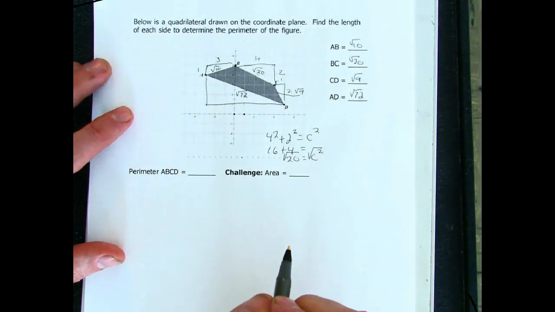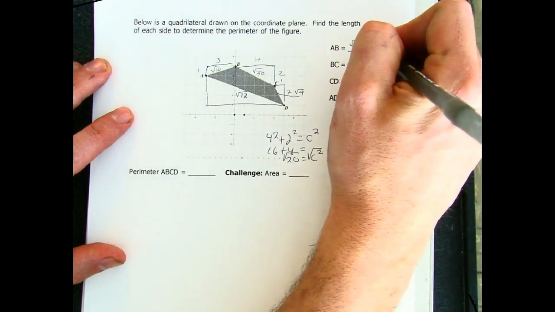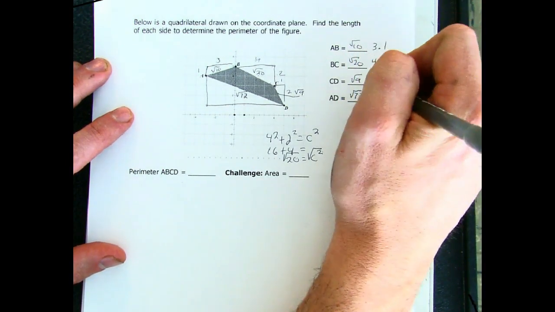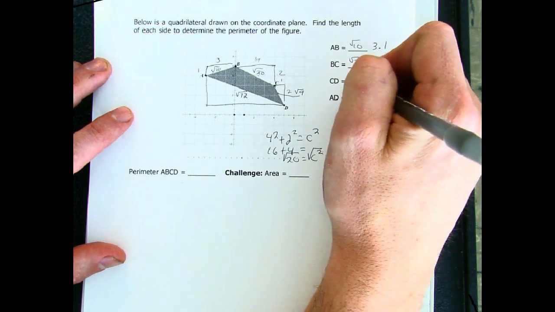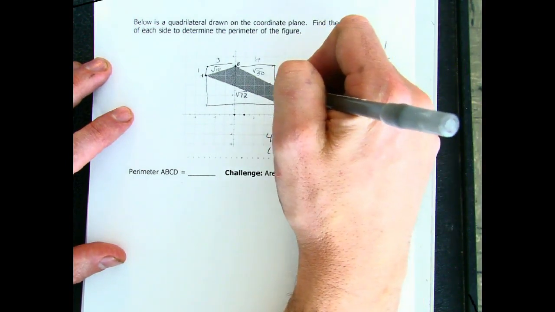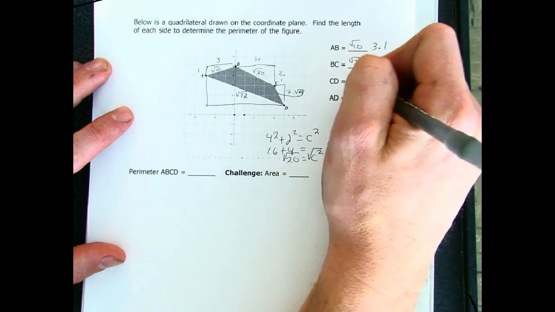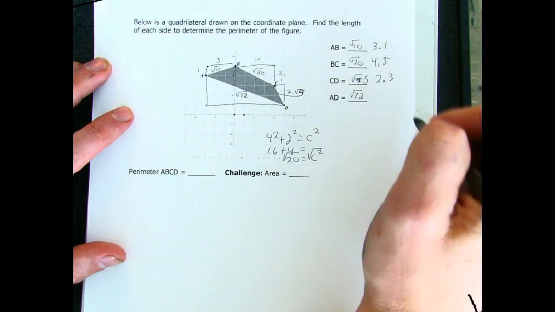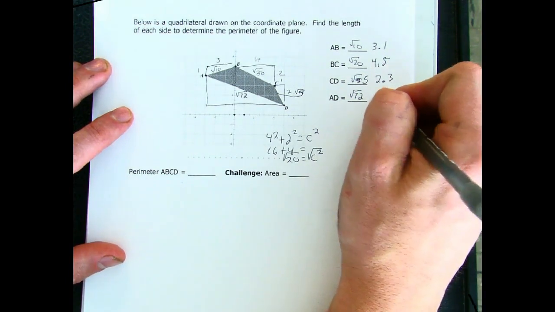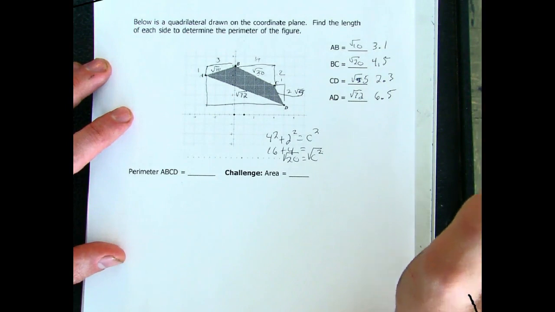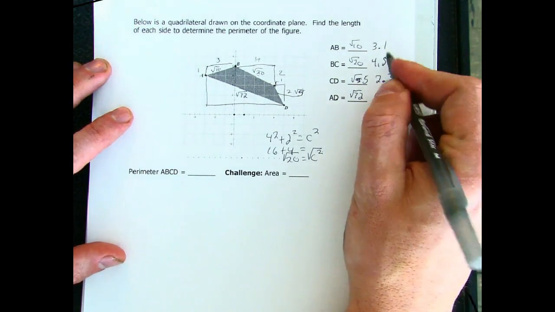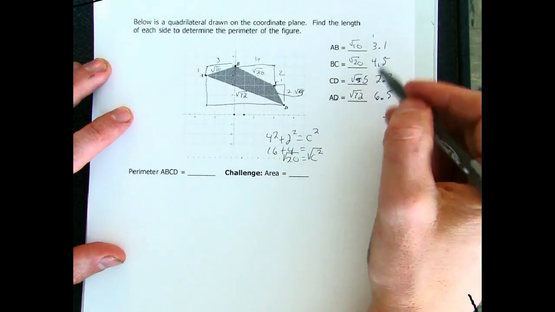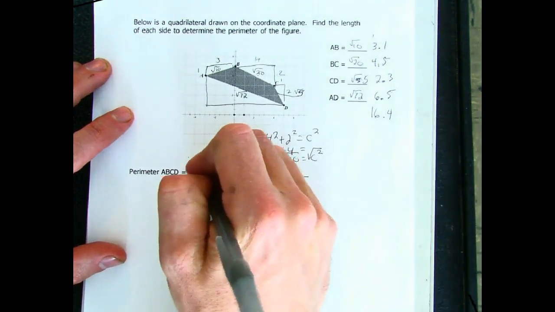Now, perimeter. That's adding up all the lengths. So 3.1, 4.5. That's not the square root of 9. I apologize. It's square root of 5. I'll say 2.3. And we'll say 6.5. So what did I do? Rough estimates. So now I get 1, 14, carry the 1, 7, 8, 10, 16, so I can say 16.4.